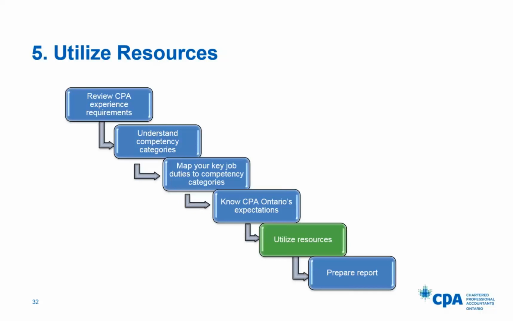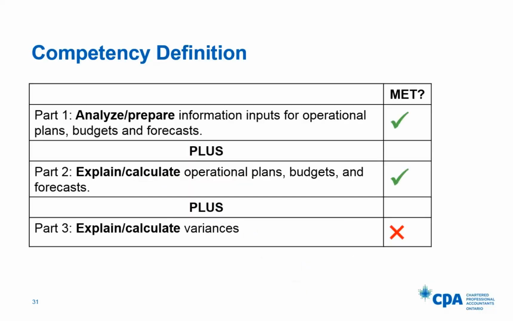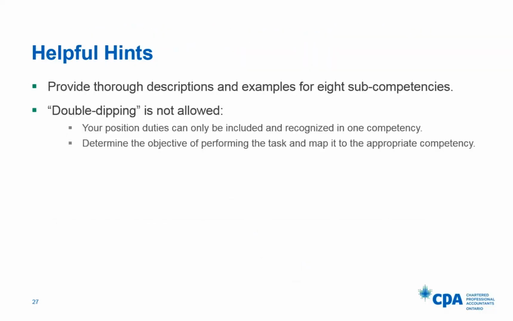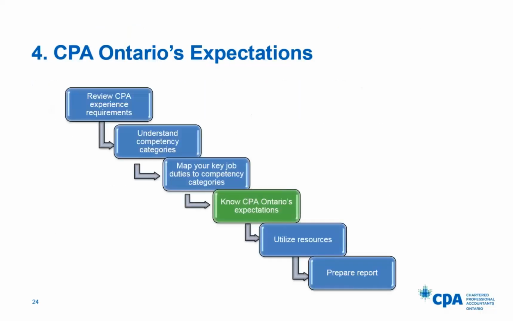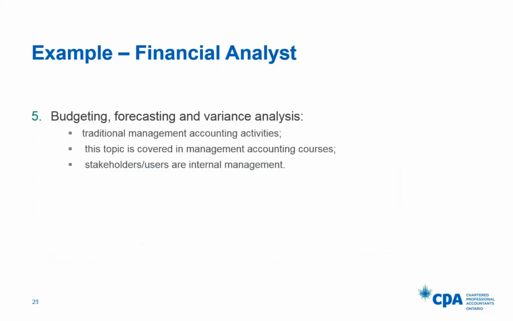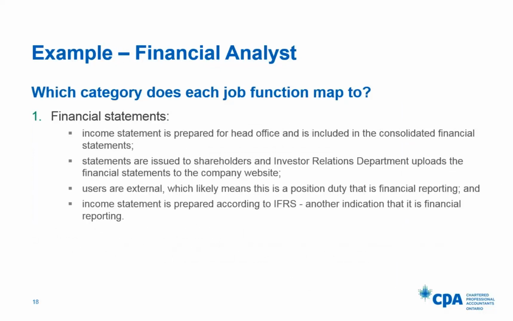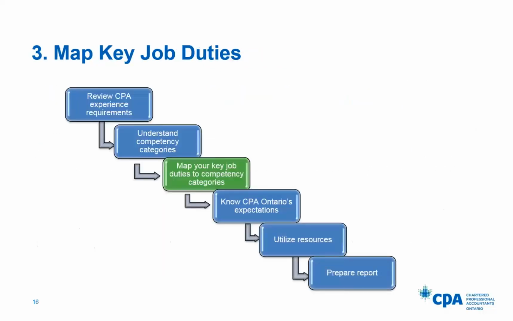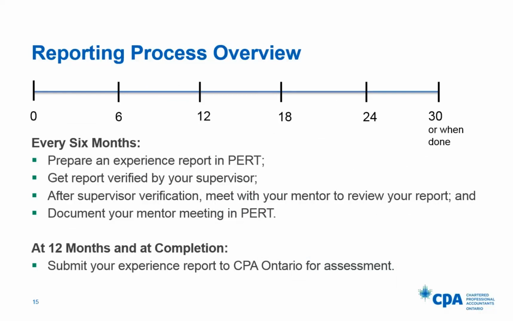Yeah, so in general, sorry, I'm just backtracking through all my slides here. So in general, there is a requirement that every student has to do a self-assessment on a semi-annual basis. And that would likely start with your PERT effective date, the date that your current job begins. From that point on, every 6 months, you should be doing a self-assessment. You get that report verified by your supervisor. You would then meet with your mentor, and then you would document the meeting in PERT, okay?